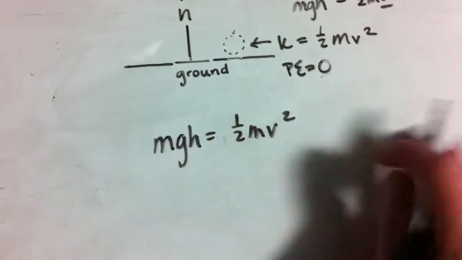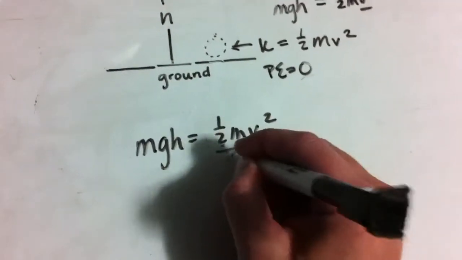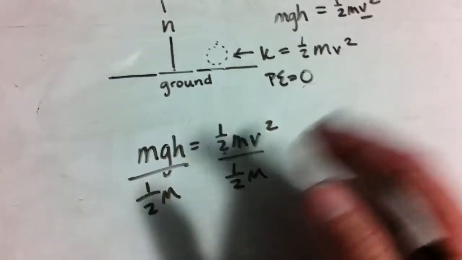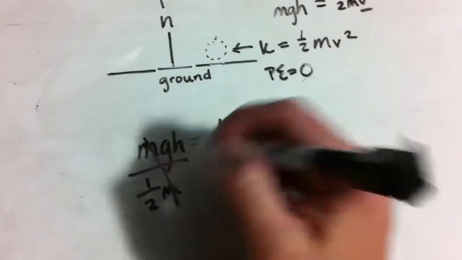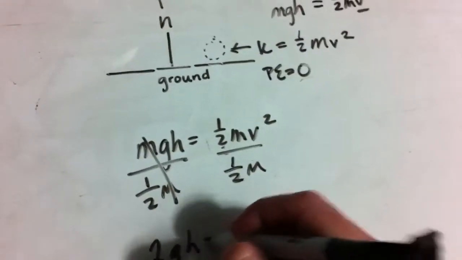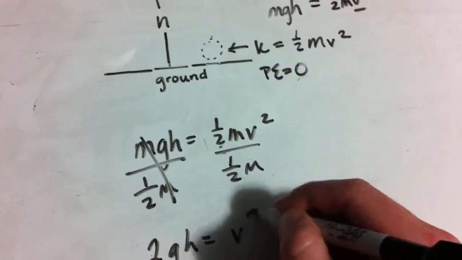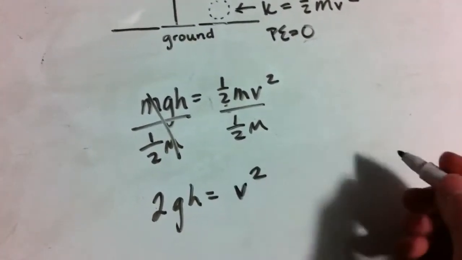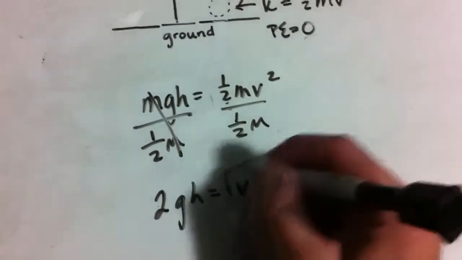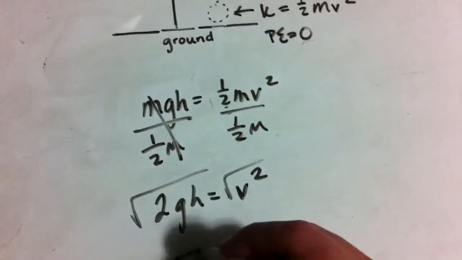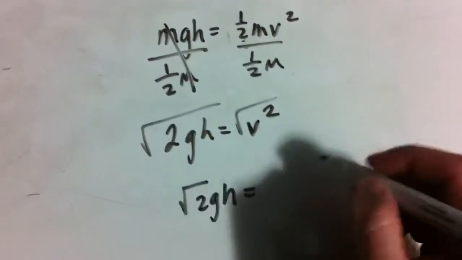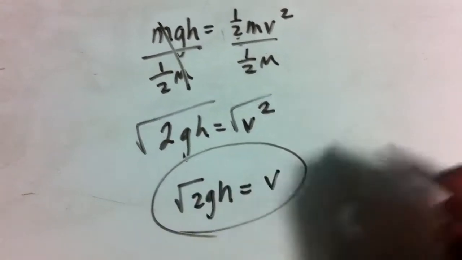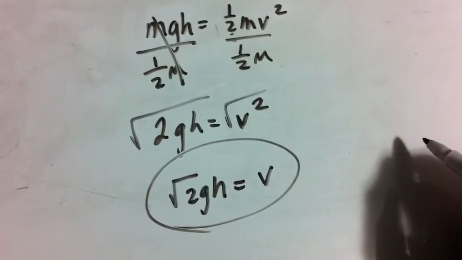So multiplying both sides, I'll do this for y'all. Multiplying both sides so you can see. Dividing both sides. What you're going to get is 2gh is equal to v squared. Now, we still need to figure out what v is. So, taking the square root of both sides, you get the square root of 2gh is equal to the velocity. And then plugging in numbers, you will find your velocity just before it impacts.